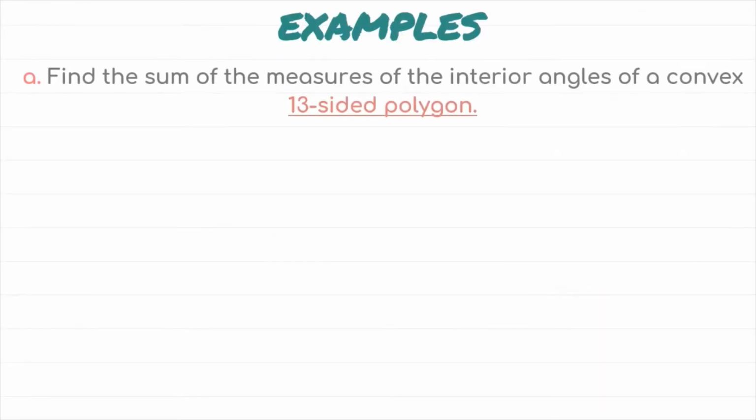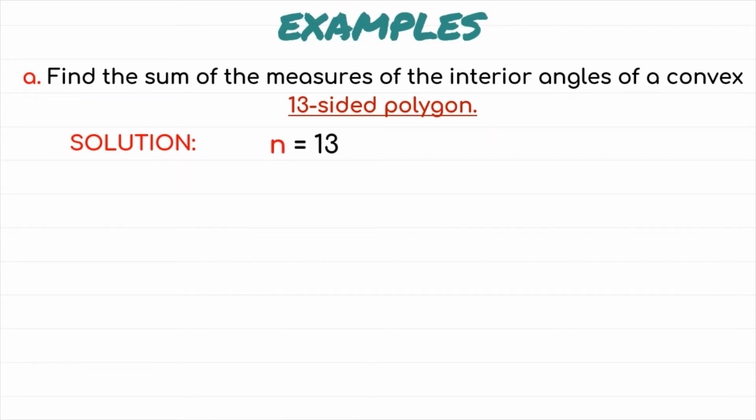Okay, we have here an example. Find the sum of the measures of the interior angles of a convex 13-sided polygon. So, 13 sides na polygon yung hahanapan natin kung ilan po yung interior angles niya in total o yung sum of the measures niya. So, solution natin, yung n natin is 13, yung number ng sides.